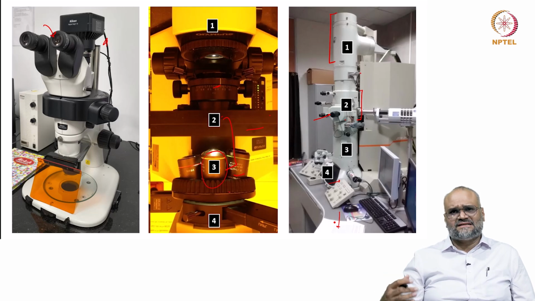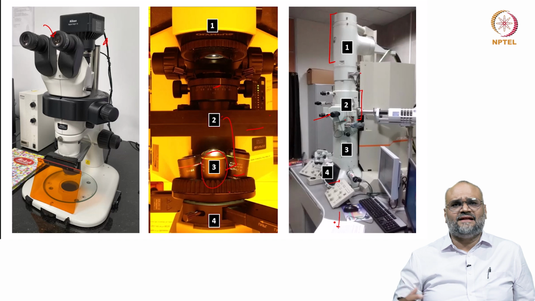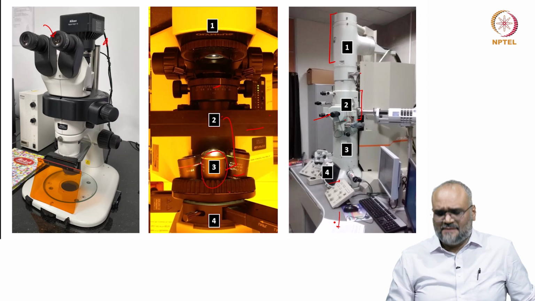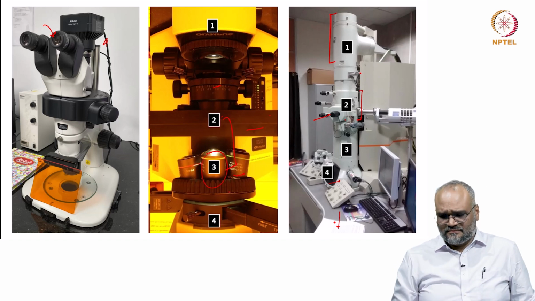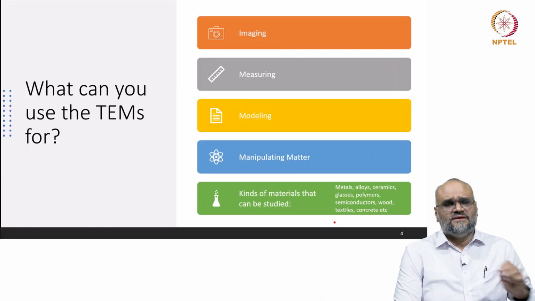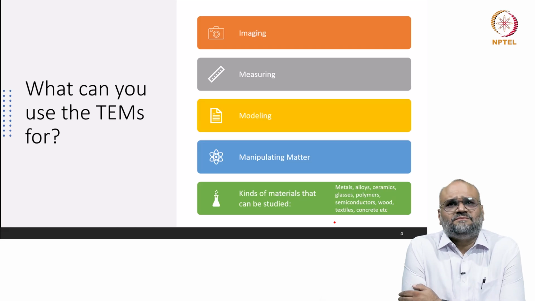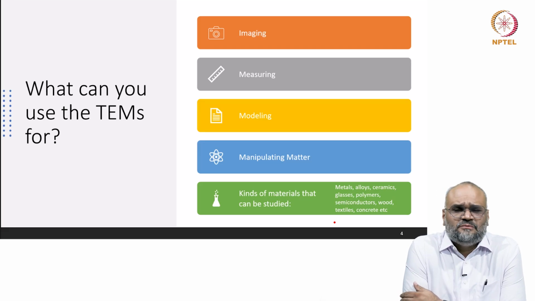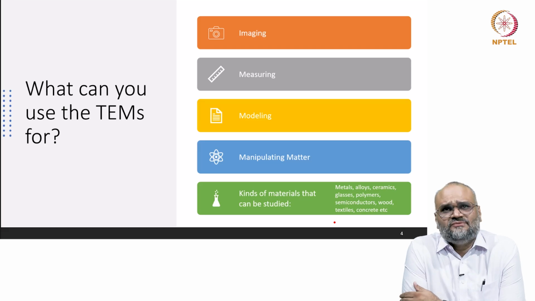And then we started understanding each of the components one by one in this kind of a sequence, the way in which they are arranged in a classical upright transmission electron microscope. Now if you look at what TEMs are used for, you can use TEMs for imaging, for measuring, for modeling, for manipulating matter on all kinds of materials.